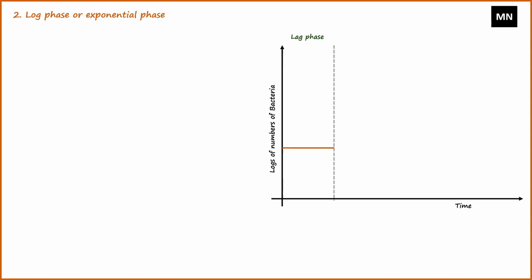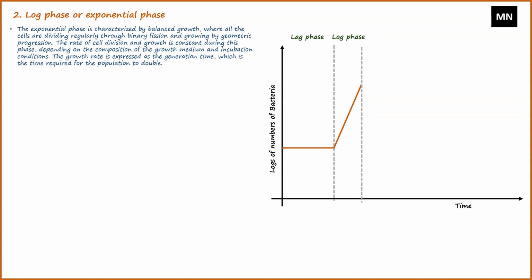Log phase or exponential phase. The exponential phase is characterized by balanced growth, where all the cells are dividing regularly through binary fission and growing by geometric progression. The rate of cell division and growth is constant during this phase, depending on the composition of the growth medium and incubation conditions.